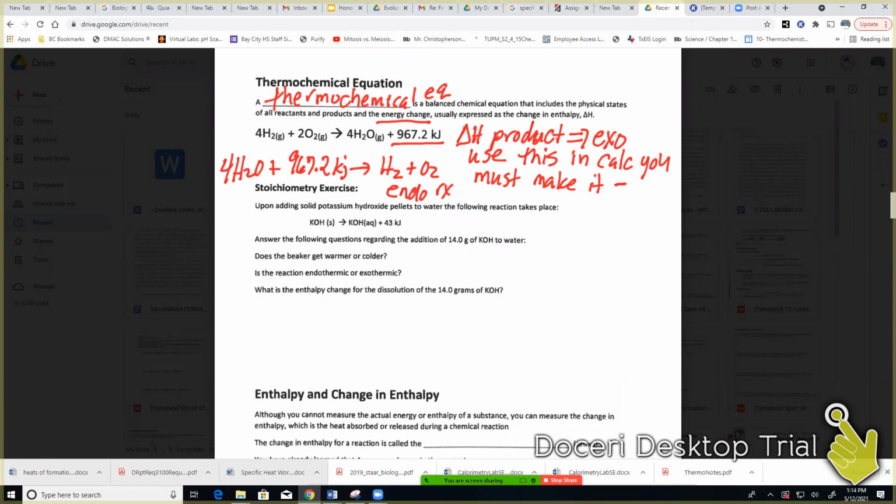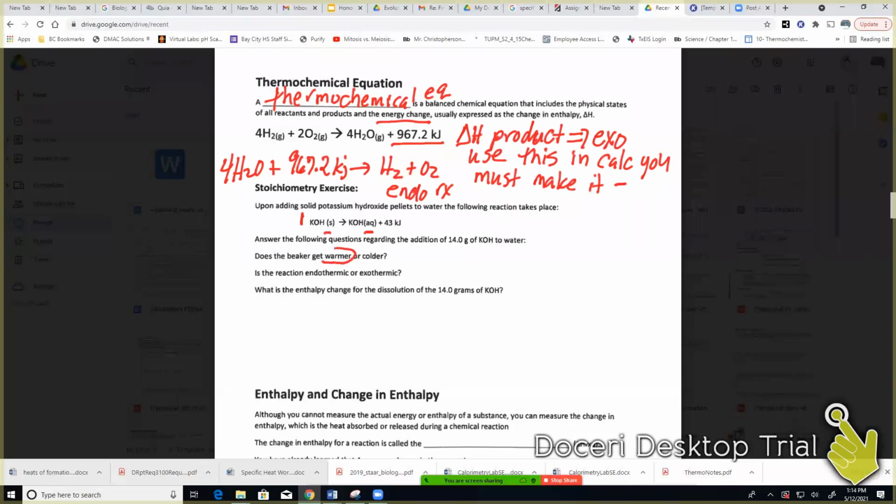So if I look at this reaction, solid potassium hydroxide is mixed in water to put it into solution. So that's how I have the AQ. This is something I do all the time whenever I'm making solutions. And then it has the plus 43 kilojoules. So this means for 1 mole, because even though we don't write it, there's assumed one here, 1 mole of solid potassium hydroxide, when I put it in water solution, it's going to give off 43 kilojoules of heat energy. So do you think the beaker gets warmer or colder?